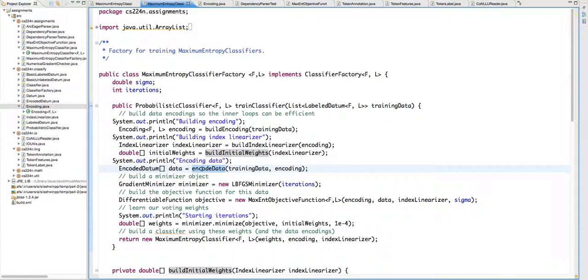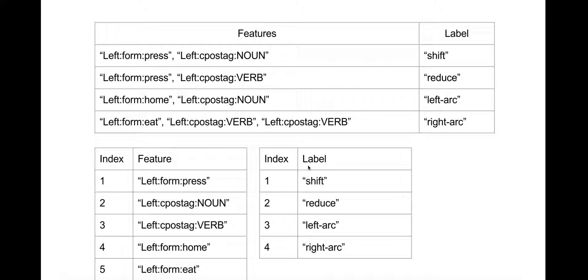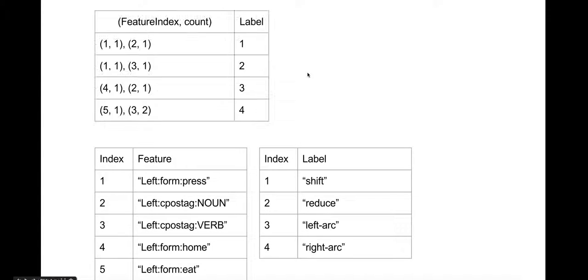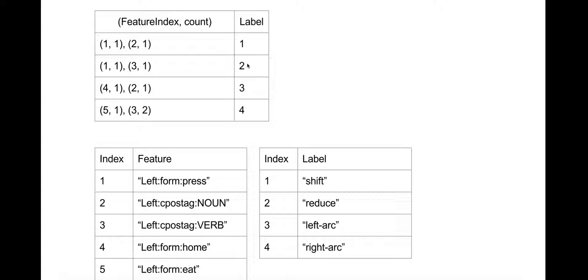Now we have this function called encode data. Encode data, given the training data and encoding, essentially does what we are doing from this step here to this step here. It encodes each of the features and the label with the corresponding indices and maintains the count.